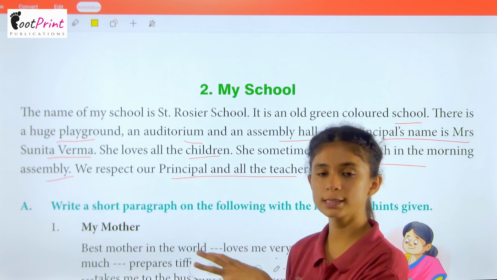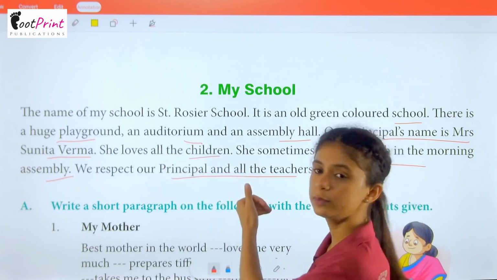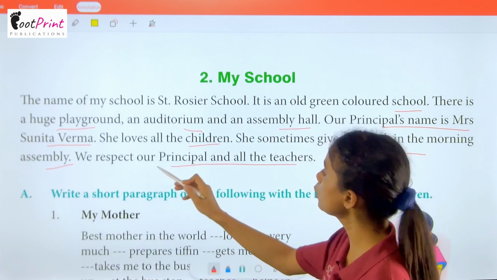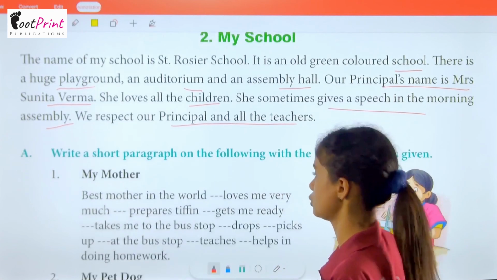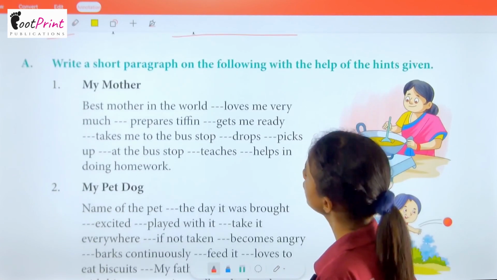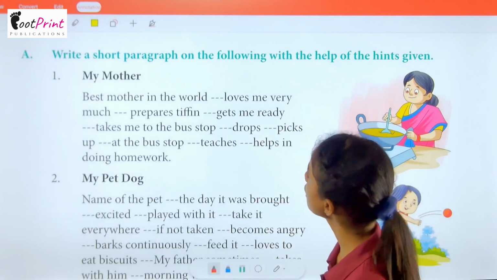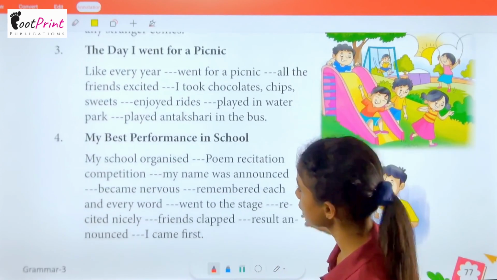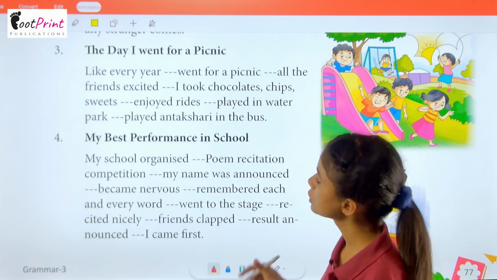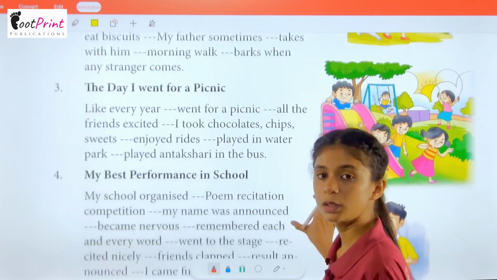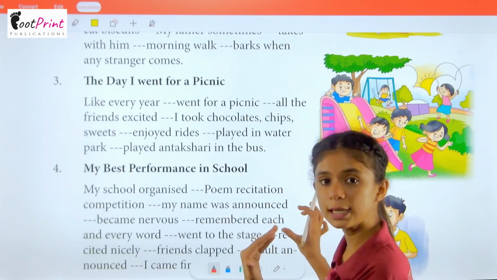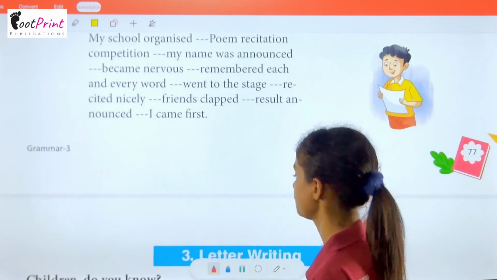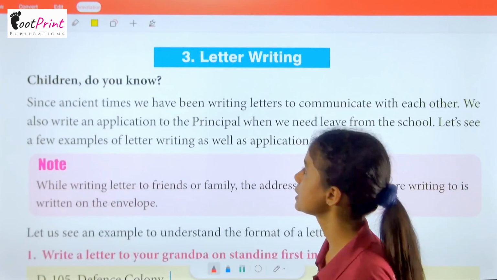So, this is another example of writing a paragraph. You start it with the main sentence, the main topic. Then you write its body and then you conclude that we respect our teacher very much. So, now you have to write a small paragraph about your mother, my pet dog, the day I went for a picnic, my best performance in school. The ideas are given up here, and you have to take these ideas and use your mind and write a paragraph about these topics. Now we have letter writing.